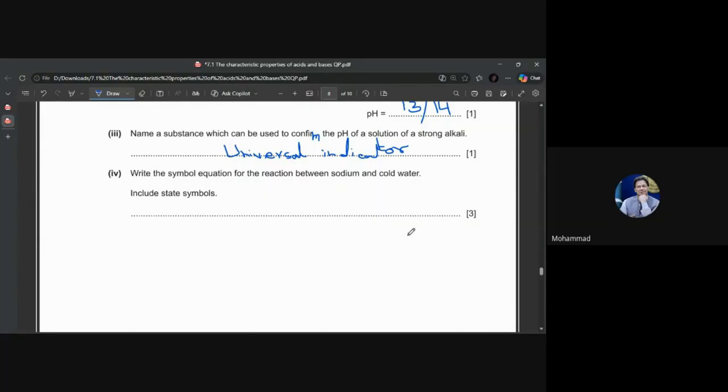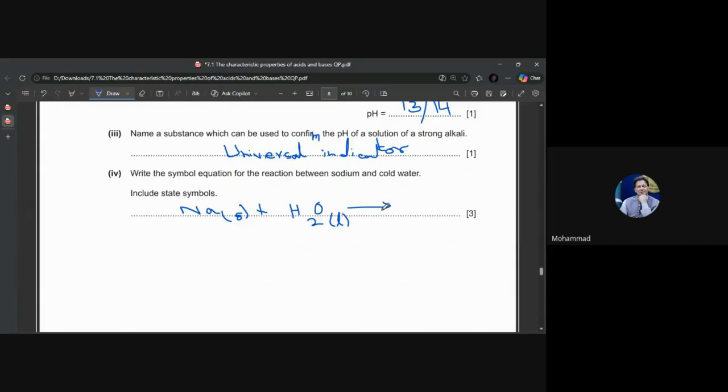Na. Very good. What would be the state symbol? Solid. Very good. This is a metal, so it would be solid. Plus H2O. Very good. What would be the state symbol? Liquid. Very good. And what will be the products that you will get?